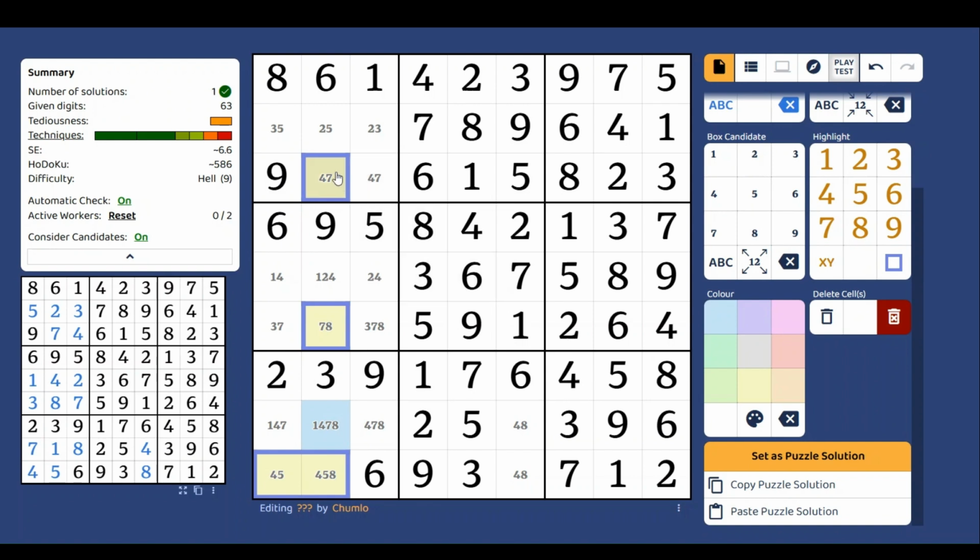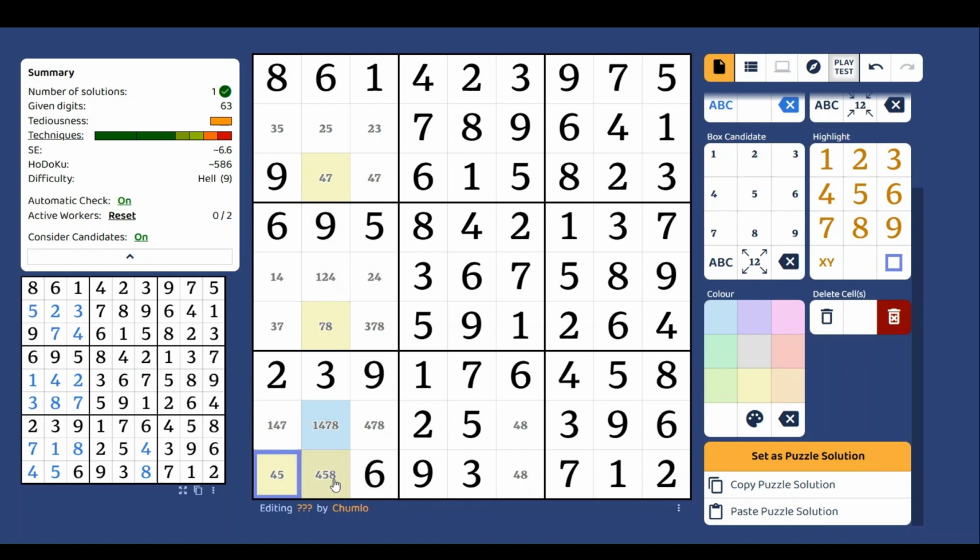And let's start with 4. There's 3 4s in this group, but you can see 2 of them share the same row, 2 of them share the same column. So we could really only place a maximum of 2 4s within this group of 4 cells. We could place a 4 here and we could place a 4 here. There's no way we could place 3 4s without them seeing each other.